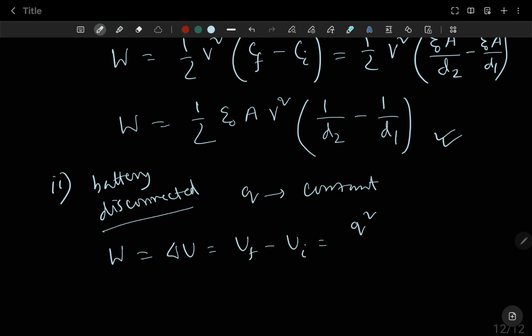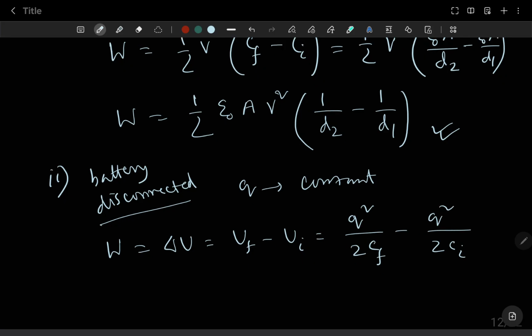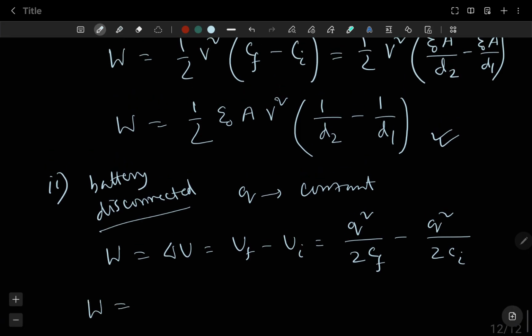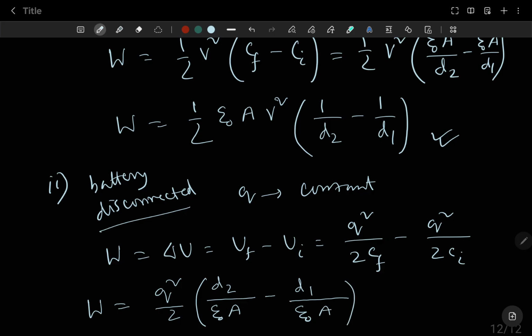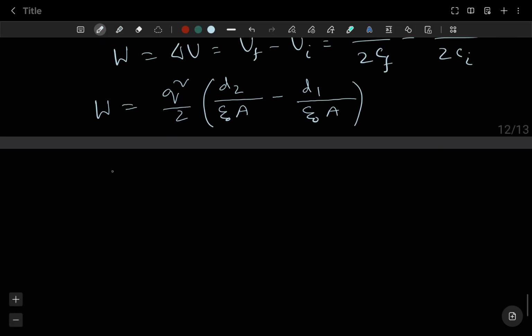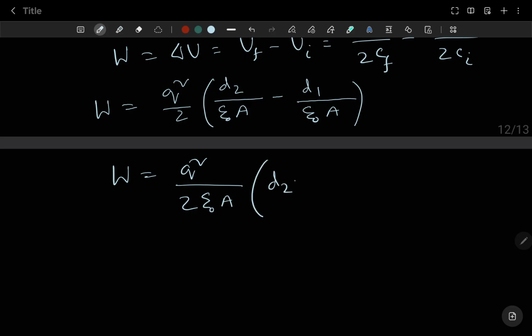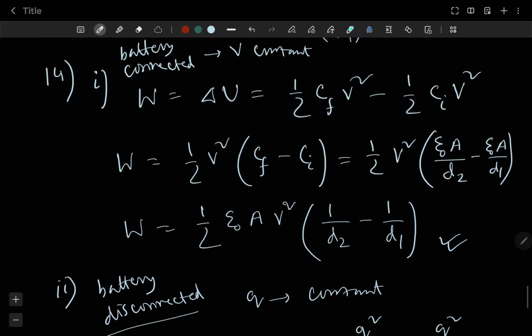So Q square by 2Ci. Okay, so here Q square by 2 is constant. Now 1 by Cf will be D2 by epsilon naught A, and the second term will be D1 by epsilon naught A. Okay, so it is very easy. 2 epsilon naught A, it is D2 minus D1. Okay, so see, in the second case the work done is positive, in the first case it is negative.